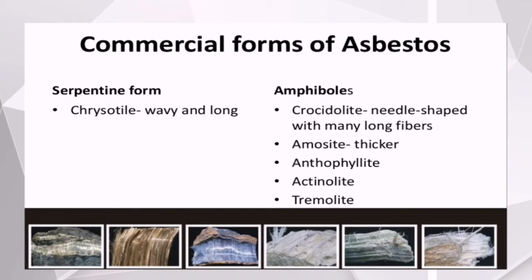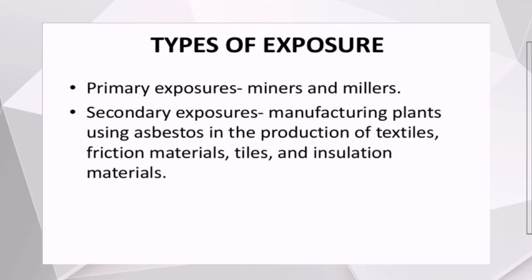There are two commercial forms of asbestos, the serpentine form and the amphiboles. Serpentine forms include chrysotile, which are wavy and long. Amphiboles include crocidolite, needle shaped with many long fibers, amosite, which is a thicker one, anthophyllite, actinolite, and tremolite. These are all the examples of the commercial forms of asbestos.